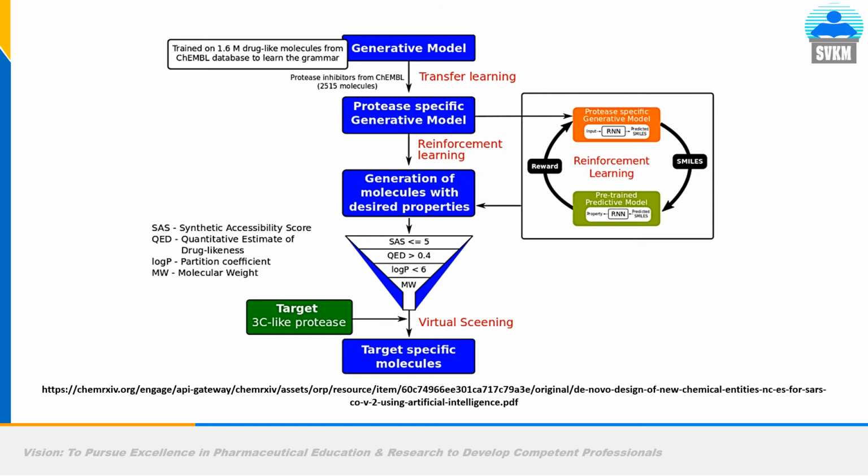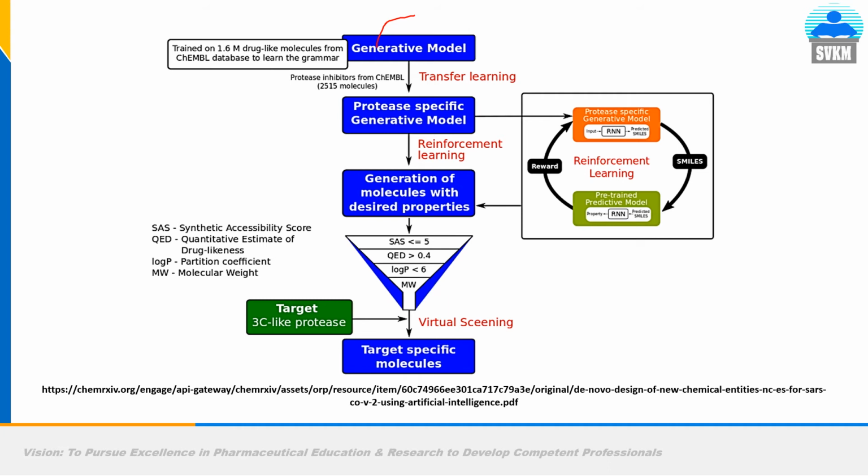So this is again another infographic for the same feature. So this is the generative model by the team of researchers, how they developed it by training on 1.6 million drug-like molecules from the ChEMBL database to learn the grammar of small molecules. Then transfer learning has been done for a protease-specific generative model, then generation of molecules based on reinforcement learning, and various criteria were selected before finalizing 3-4 molecules for preclinical testing after synthesis feasibility.